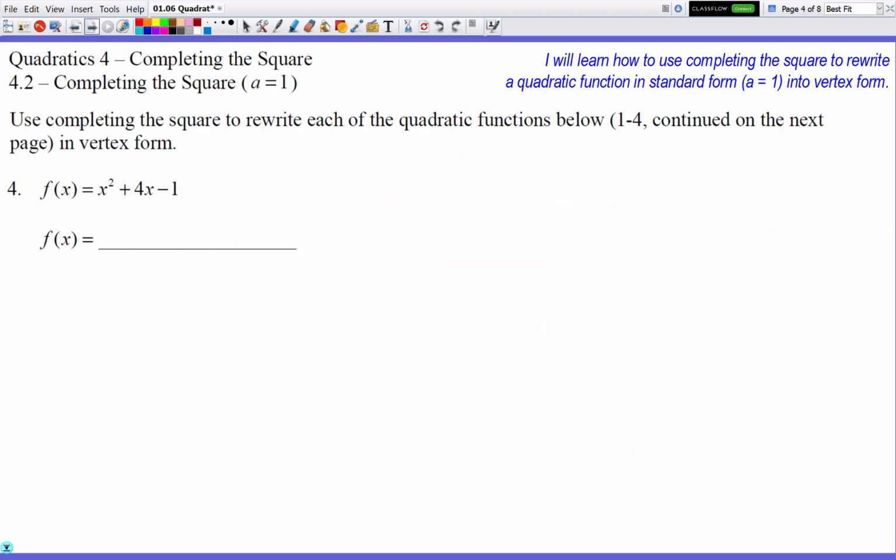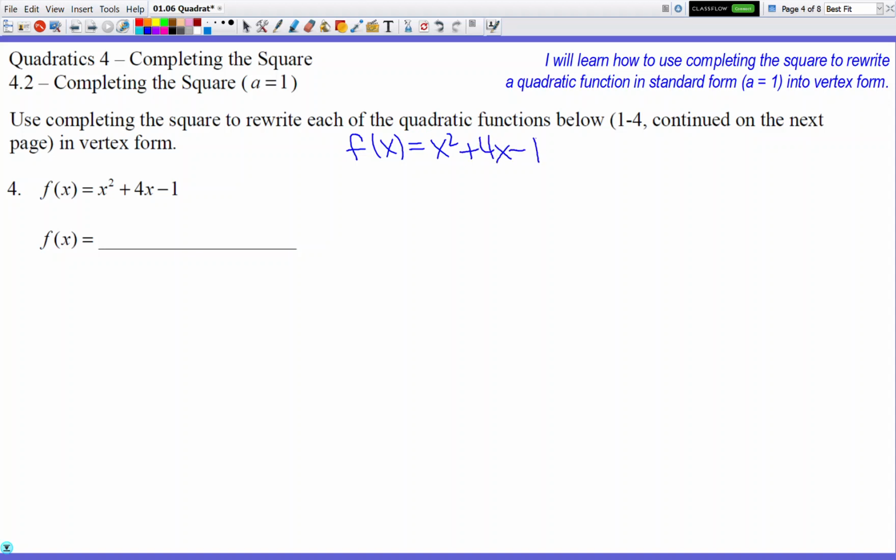Okay, last problem for the day. Problem number 4, same thing like the previous problem. I'm going to rewrite the problem that I start off with in the middle here. So f of x equals x squared plus 4x minus 1.